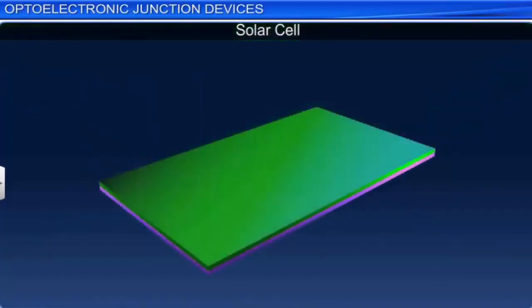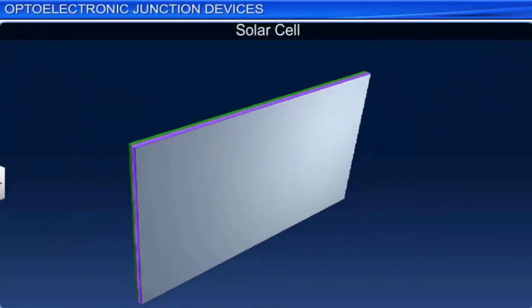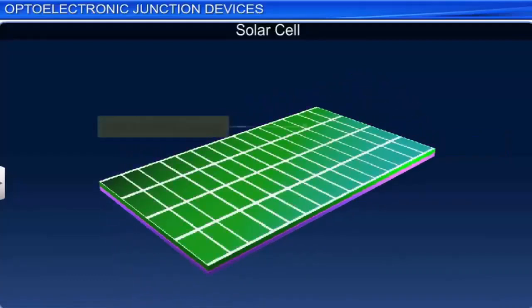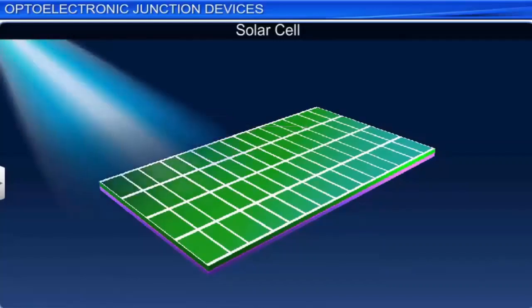The back of the p side is coated with a metal to form a metallic back contact. The top of the n side is provided with a metallic grid contact that covers only a small percentage of the total exposed area of the cell. A solar cell works when light is incident on it from the top over the n side of the device.